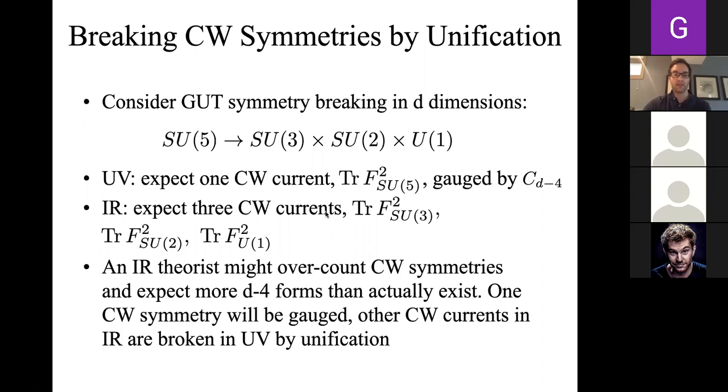If you were an IR effective field theorist, though, you would look at this theory and naively think that you should have 3 Chern-Weil currents, one for each of the gauge groups. That means that as an IR theorist, you would overcount the number of Chern-Weil global symmetries, and thus perhaps overcount the number of D-4 forms that you expect to exist. Because what happens as you go to the ultraviolet and you complete this SU(3) times SU(2) times U(1) is that 2 of the Chern-Weil currents will be broken. So those symmetries will be broken. We'll only have one symmetry in the UV, which needs to be gauged in order to remove it.